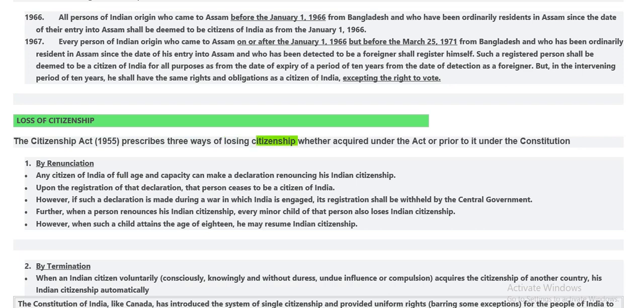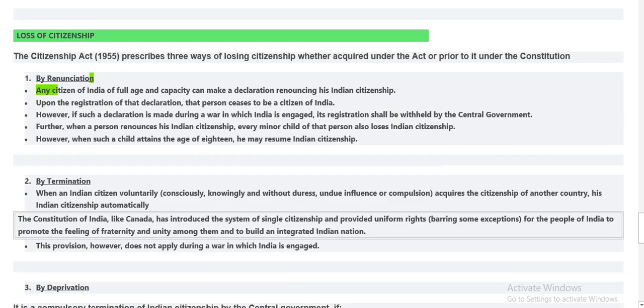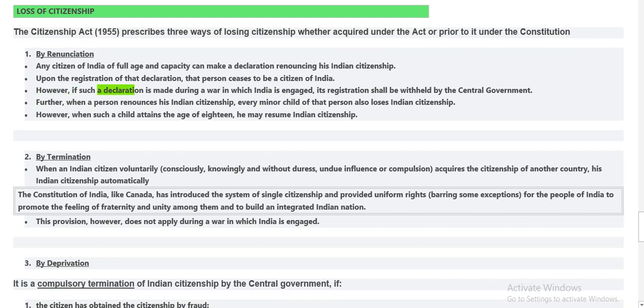Loss of citizenship. The Citizenship Act, 1955, prescribes 3 ways of losing citizenship whether acquired under the Act or prior to it under the Constitution. By renunciation. Any citizen of India of full age and capacity can make a declaration renouncing his Indian citizenship. Upon the registration of that declaration, that person ceases to be a citizen of India. However, if such a declaration is made during a war in which India is engaged, its registration shall be withheld by the central government.